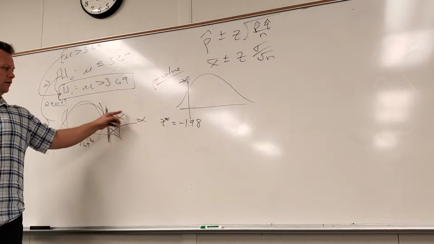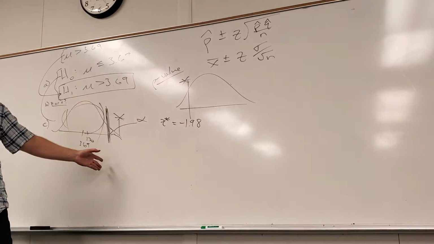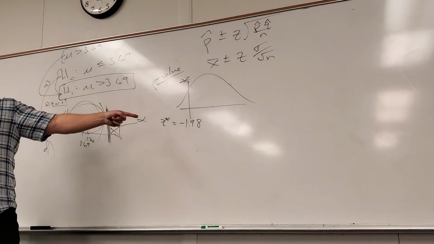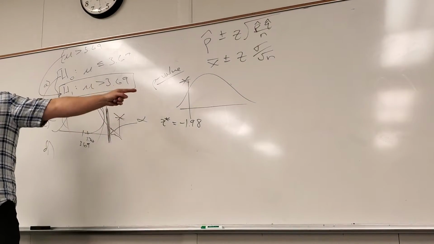Alpha is the area in the tail of the rejection region z-score. P-value is the area in the tail of my z-score.